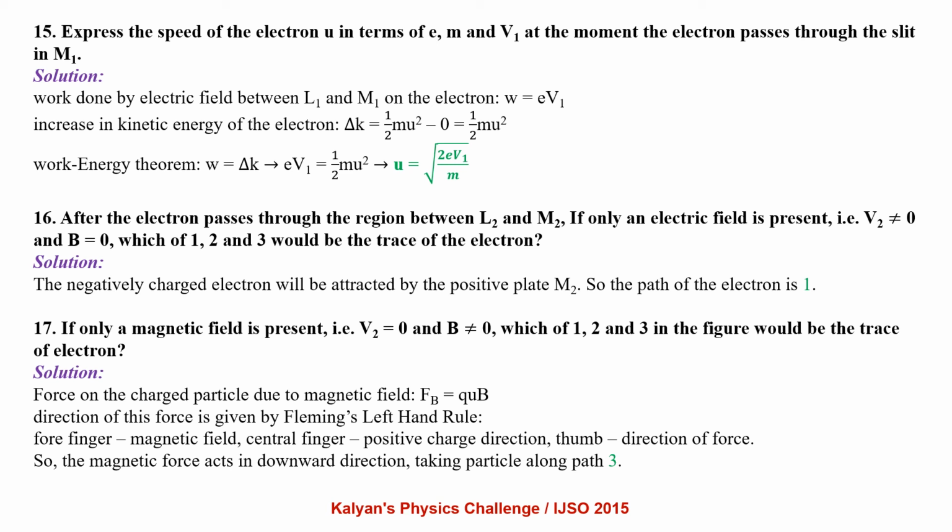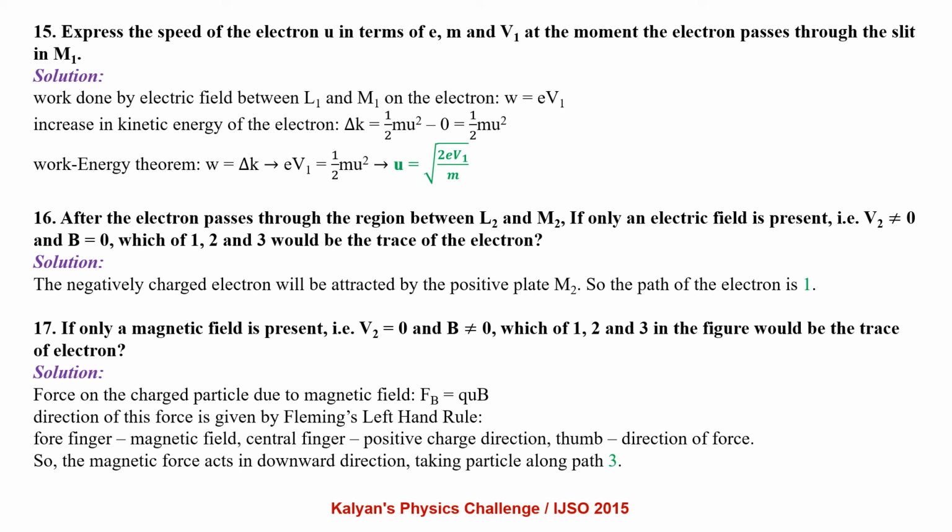After the electron passes through the region between L2 and M2, if only an electric field is present, that means V2 is non-zero and B is 0, which of the paths 1, 2 and 3 would be the trace of the electron? The negatively charged electron will be attracted by the positive plate M2, so the path of the electron will be 1.